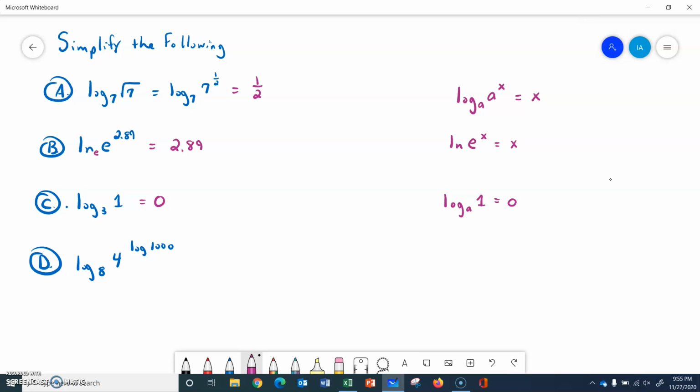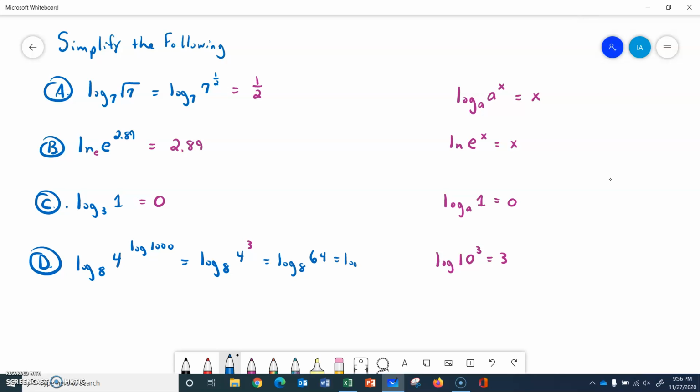The last one down here is a little bit more complicated, D. It's log base 8 of 4 raised to the log of 1,000. So keep in mind what log of 1,000 might be. Log of 1,000, I'll write it off to the side. This is not a rule, but log of 1,000 is log base 10 of 10 to the third, so that's 3. So we can rewrite this as log base 8 of 4 to the third, or 4 cubed. So then we could rewrite that as log base 8 of 64, because that's what 4 cubed is.